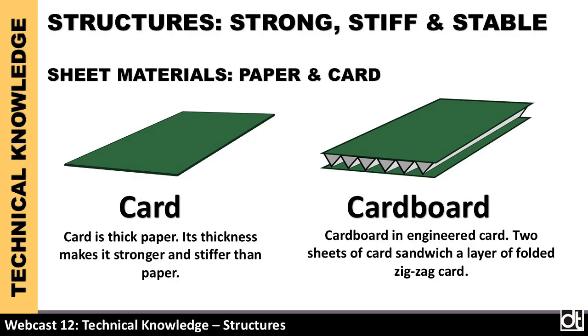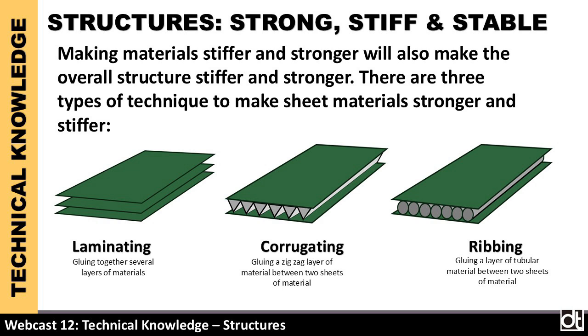Card is thick paper, and because card is thicker, it is stronger and stiffer than paper. Cardboard is engineered card. Cardboard can be made by 2 sheets of card sandwiched by another layer of folded zigzag card. Cardboard is a good example of how sheet materials can be engineered through techniques such as laminating, corrugating and ribbing.